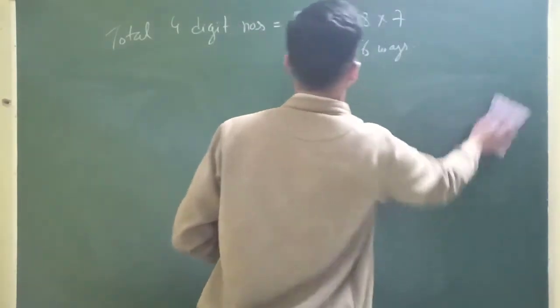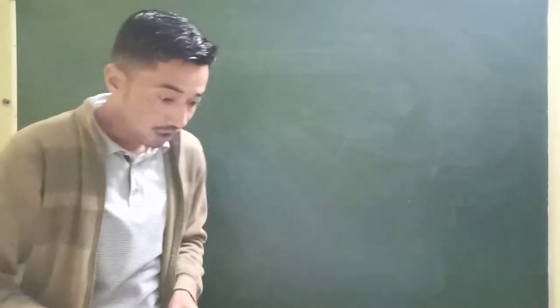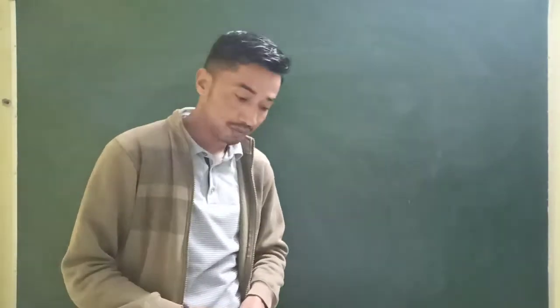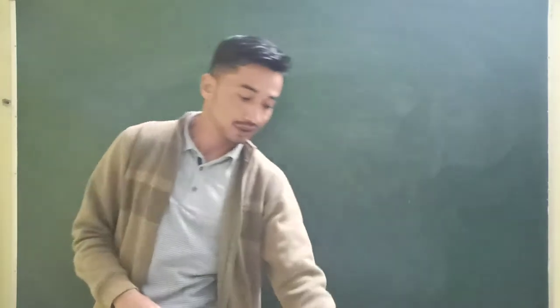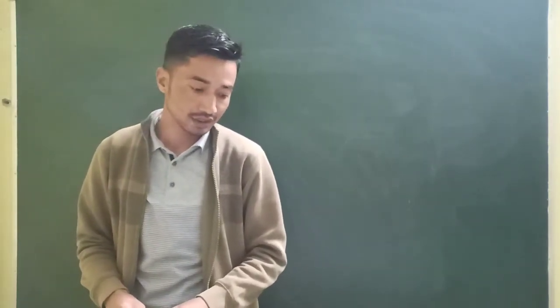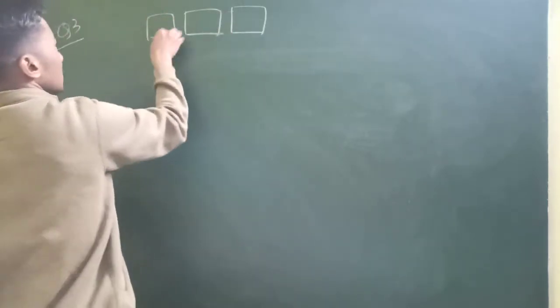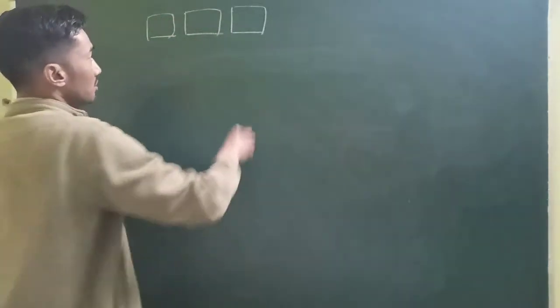Let's see what we have there for us. Third question says, how many 3-digit even numbers can be made using the digits 1? Okay, question number 3. Another question is, how many 3-digit numbers this time?